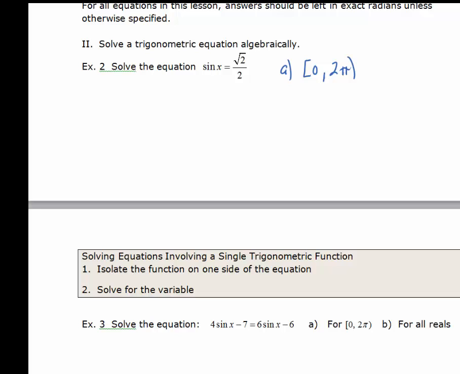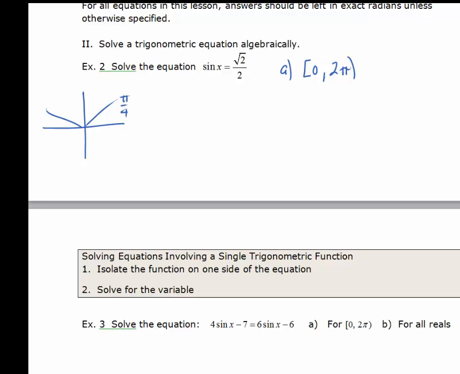In order to find the values where sine of x equals the square root of 2 over 2, I'm going to remind myself that the sine is positive in the first and the second quadrants. The angle whose sine is square root of 2 over 2 is pi over 4.